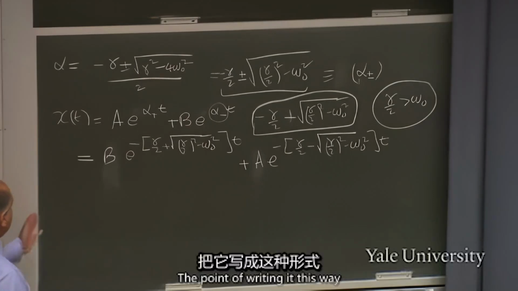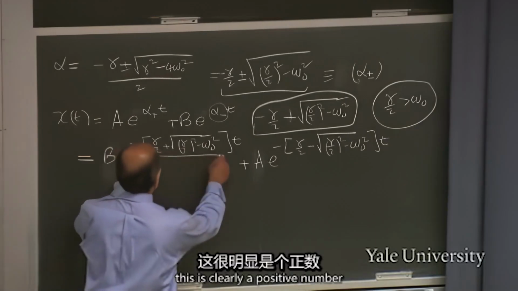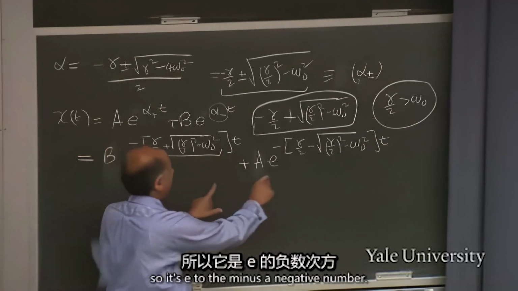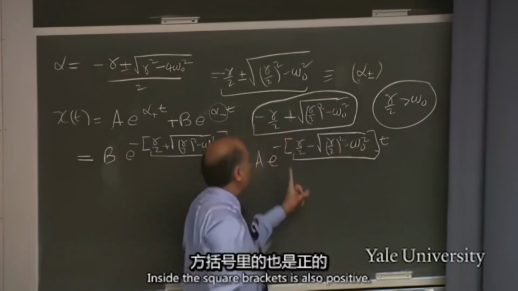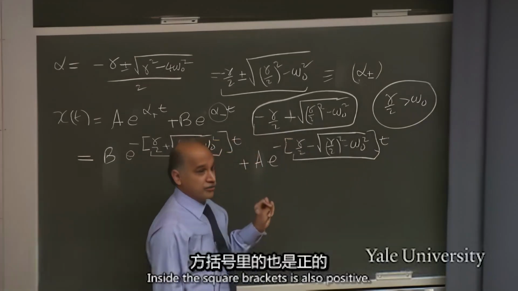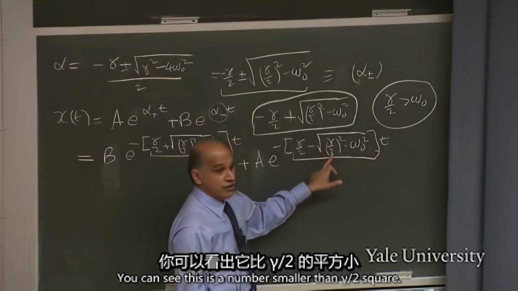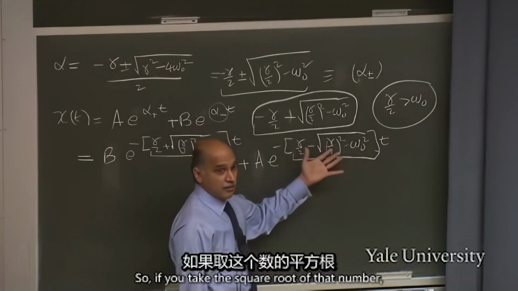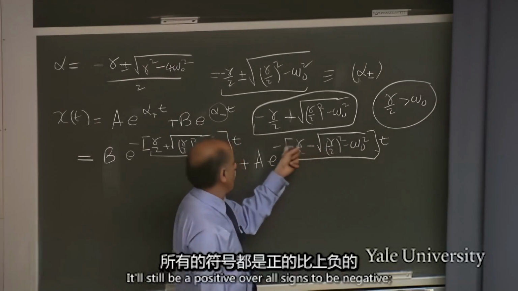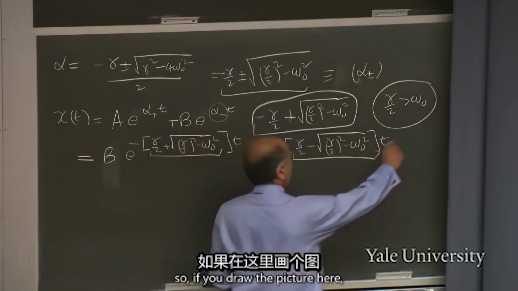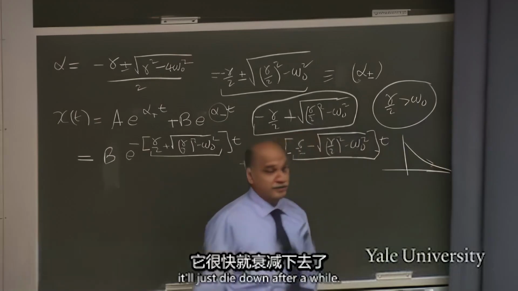No. Okay, the point of writing it this way is to show you that both these powers, this is clearly a positive number, so it's e to the minus a negative number. I just want to show you that this object, that's all I wanted to emphasize, inside the square bracket is also positive. Because this is gamma over 2, you can see this is a number smaller than gamma over 2 squared. So if you take the square root of that number, it will be smaller than gamma over 2. So this cannot overturn the sign of this. It will still be positive, overall sign will be negative. So if you draw the picture here, it's a sum of two exponentials. It will just die down after a while.